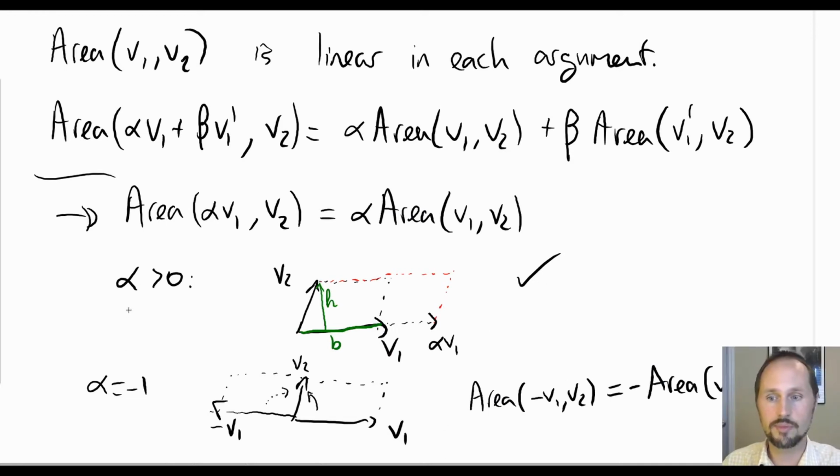So putting these two observations together, we get this first bullet point here, that the area scales correctly. And the same argument applies whether it was v1 or v2, so I'm not going to repeat the argument for scaling in the second factor.